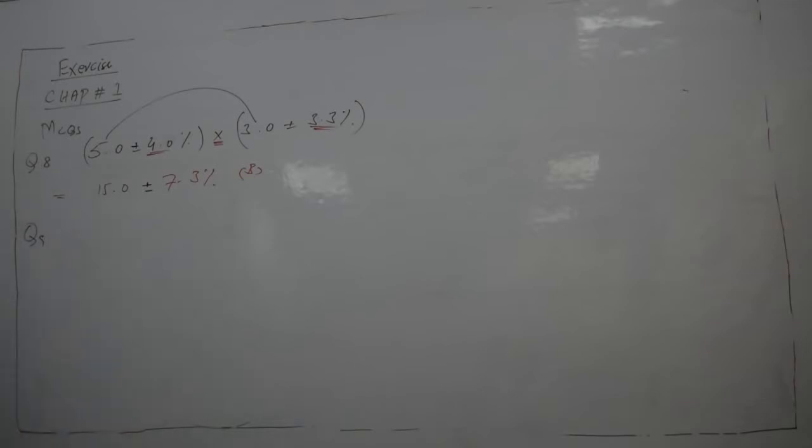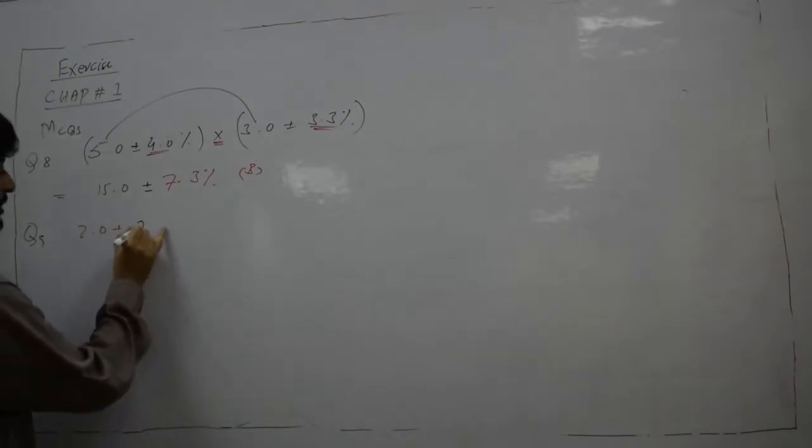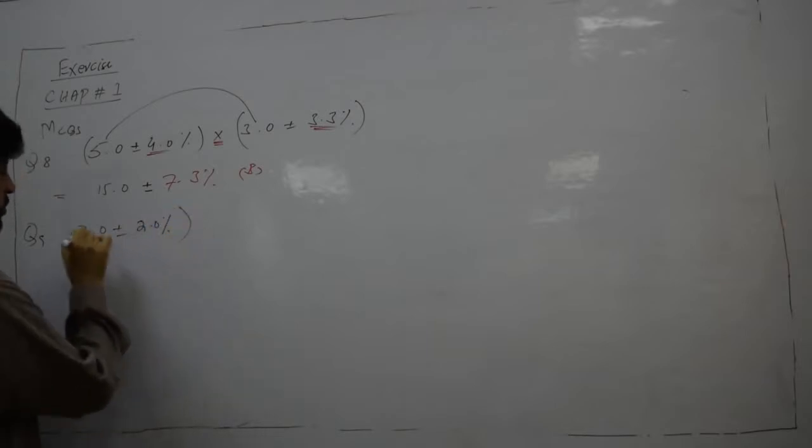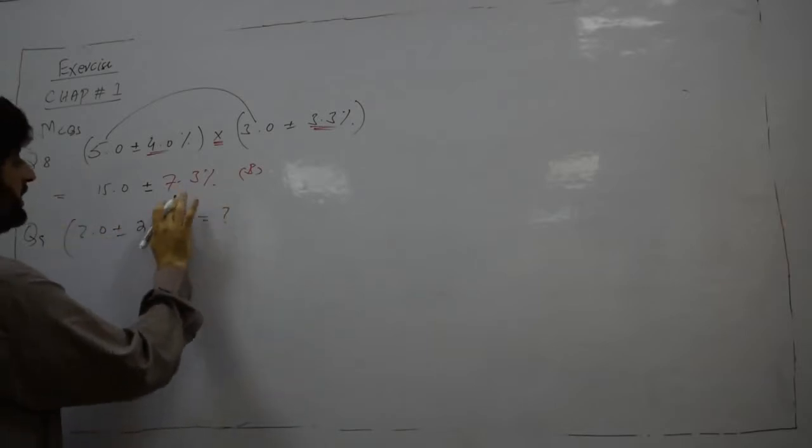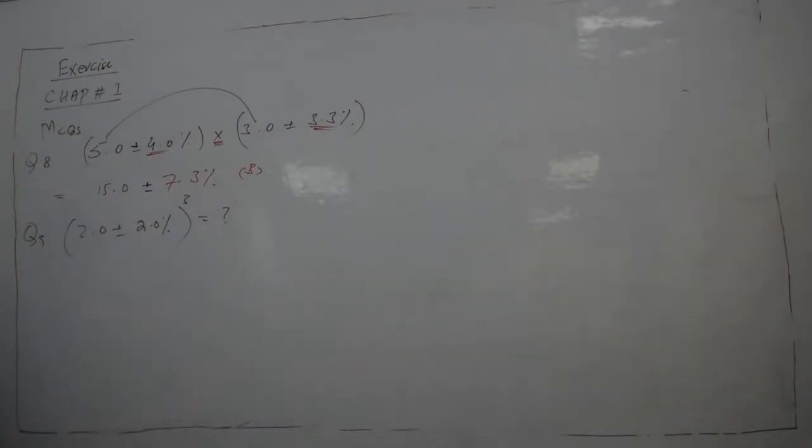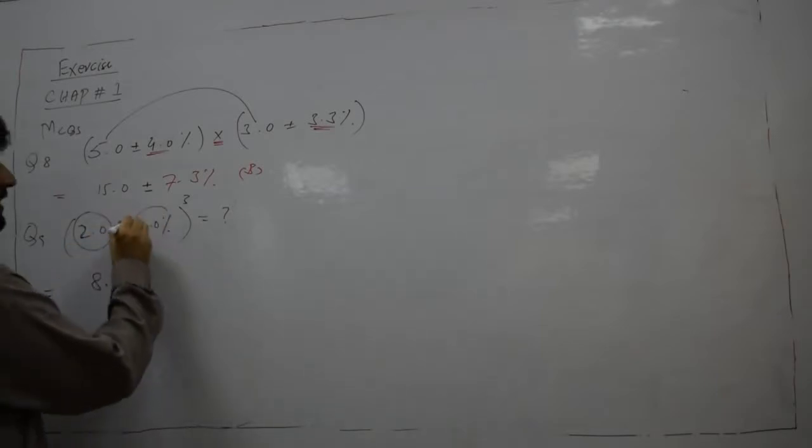MCQ number 9 is 2.0 plus minus 2.0% whole power cube. So it is the power rule, or exponent rule. We have to use the rule for uncertainty in the case of the power rule. Taking the cube of this measured value, the cube is 8.0. This is the measured value. Now use the power rule for this uncertainty.